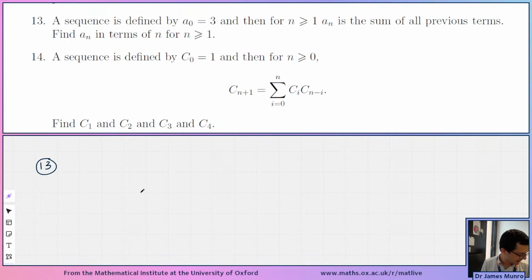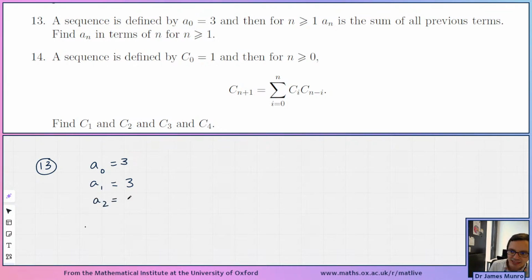So the sequence is defined by a0 is 3, and then afterwards, you add together all the previous terms. This one's related to a MAT question that we're about to do, so let's have a look. So a1, you add together all previous terms, which is just 3. So this is quite a trivial sum again. All previous terms just means that 3, so off we go.